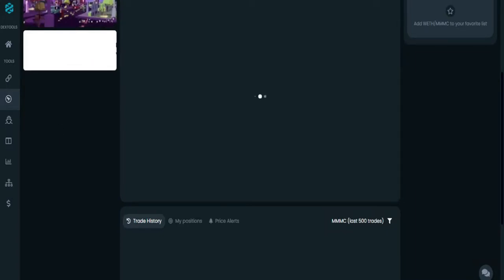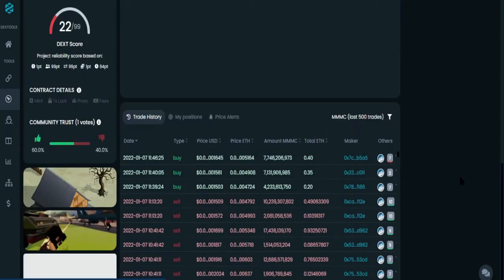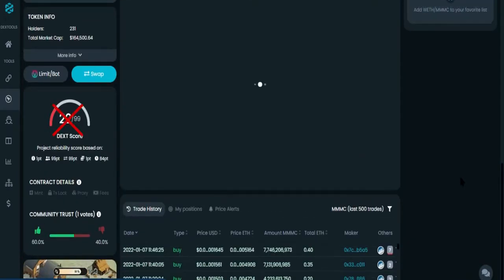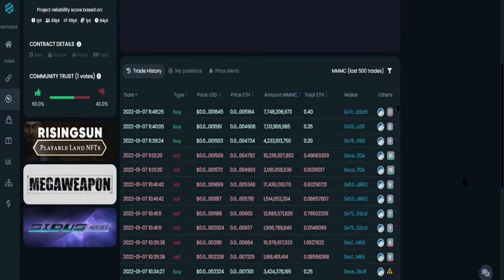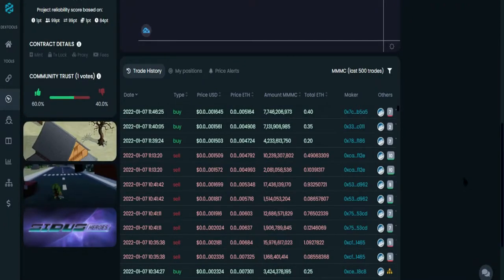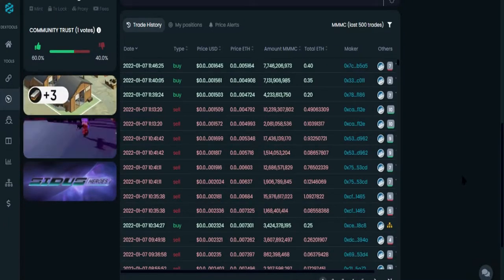So let's go over here. What is this one doing? It has a Dex score of 22, so that's not good. They have not filled out a lot of information. They only have 231 holders. Okay, market cap, it's okay. Could be better, but it's okay. I understand, it started, like I said, 18 hours ago, but they do have some activity going on.